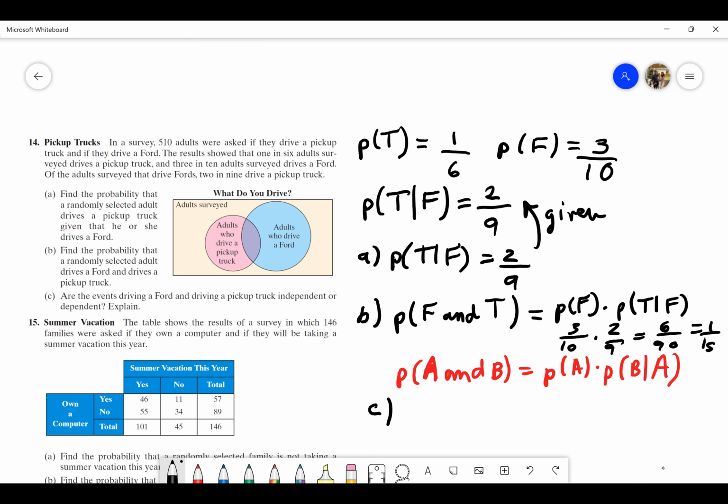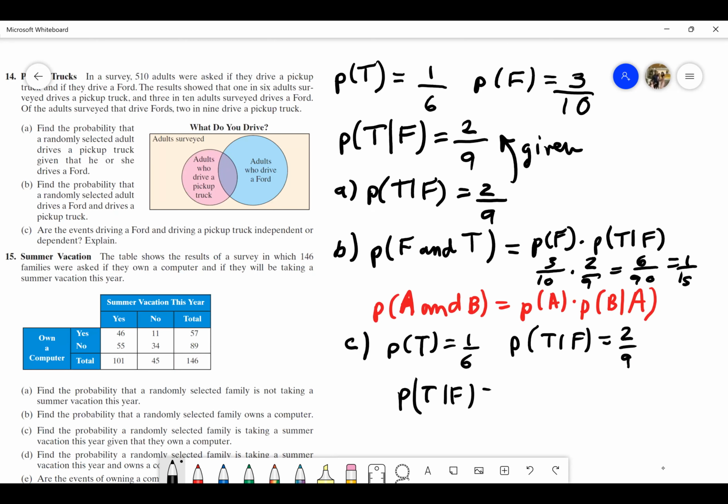Are the events driving a Ford and driving a pickup truck independent or dependent? Well, let's see. What's the probability of truck? 1/6. What's the probability of truck given Ford? 2/9. Does probability of truck given Ford equal the probability of truck? No. So they are dependent, and that's it.